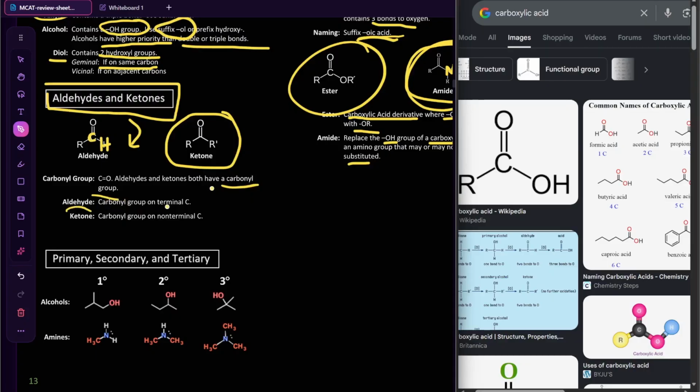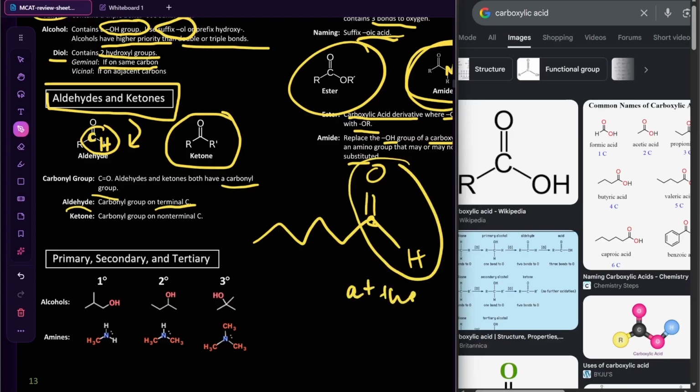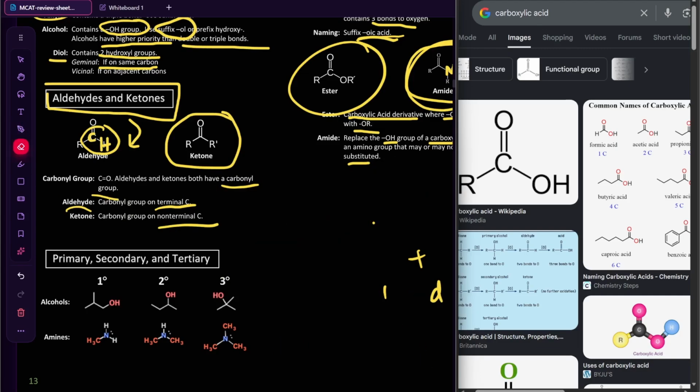Aldehydes, carbonyl group on terminal C. So that's why we were talking about terminal and non-terminal. So I can see the C is at the very end, terminal. So an aldehyde would be like this. Whoops, I put a C there. Like that. And this would be the carbon right here. And so you can see that this is at the end, terminal. That's what I meant. And then the ketone is at a non-terminal carbon. So it would be somewhere in the middle, something like that. All right. That's cool.